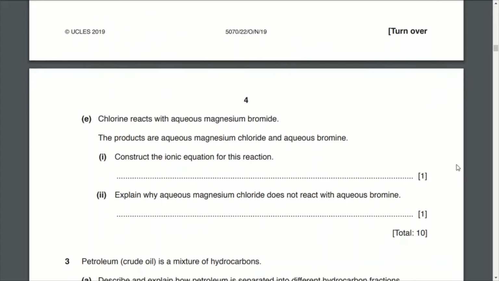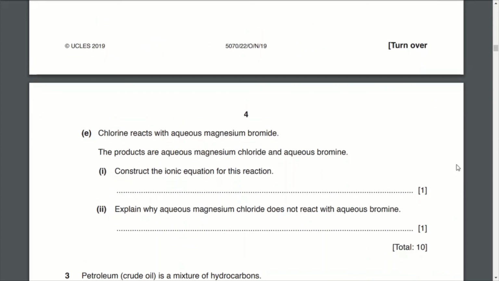Part E. Chlorine reacts with aqueous magnesium bromide. The products are aqueous magnesium chloride and aqueous bromine. Construct the ionic equation for this reaction. Okay, so for this, when chlorine reacts with magnesium bromide, we will have MgBr2 plus Cl2 gives MgCl2 plus Br2. Why? Because chlorine displaces bromine. It is a displacement reaction which you have probably all studied in the periodic table chapter, in group 7, where these kinds of displacement reactions are given.